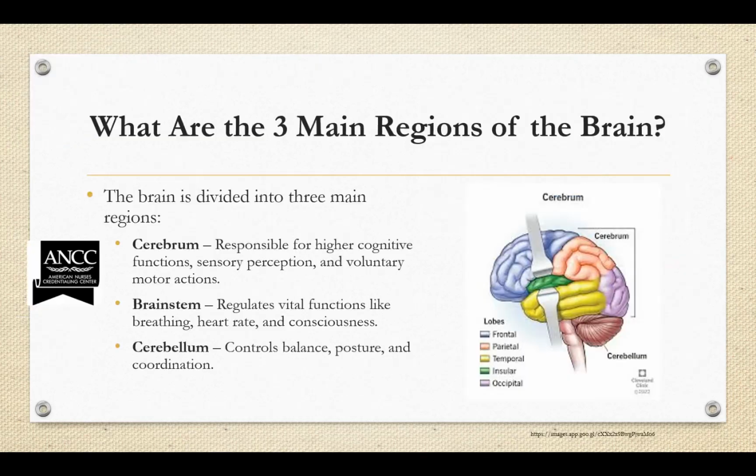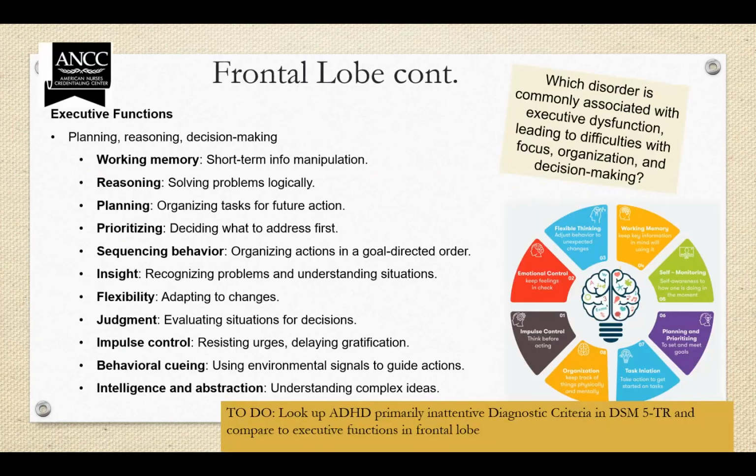So again, just pay attention to the ANCC. You need to just memorize this stuff, that the brain is divided into three main regions. Each region, what is it responsible for? And so, what are executive functions? Okay, this is planning, reasoning, decision making, working memory.